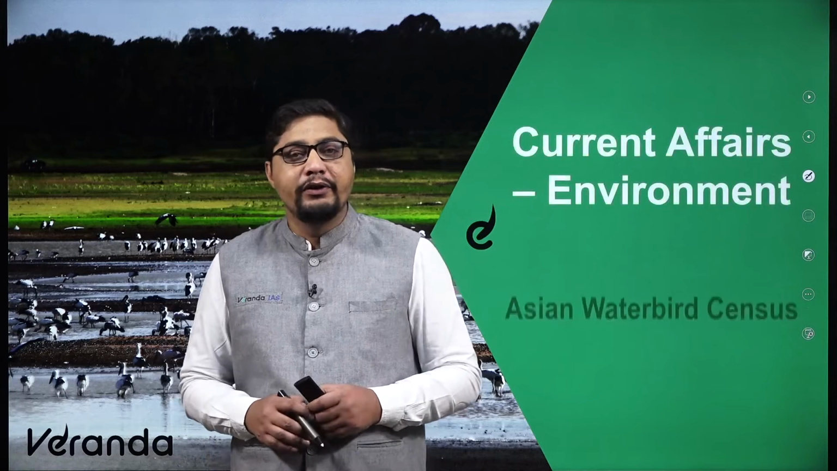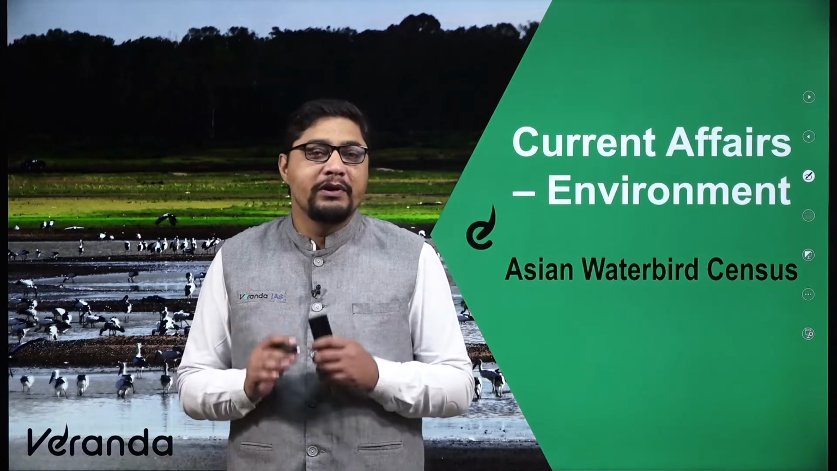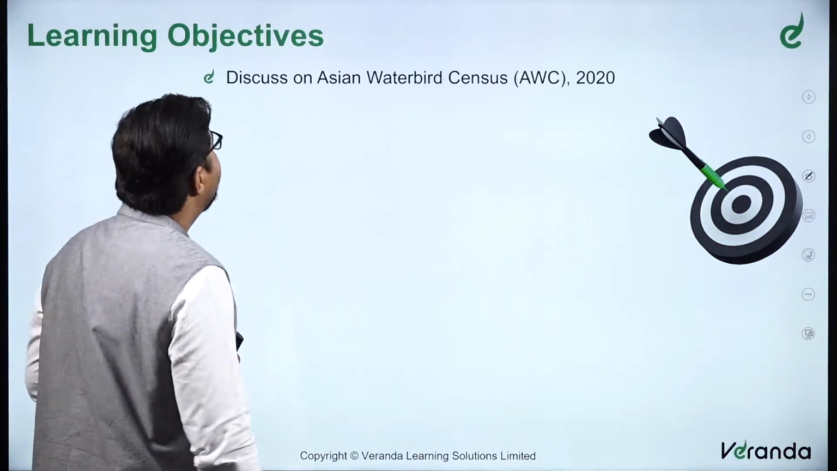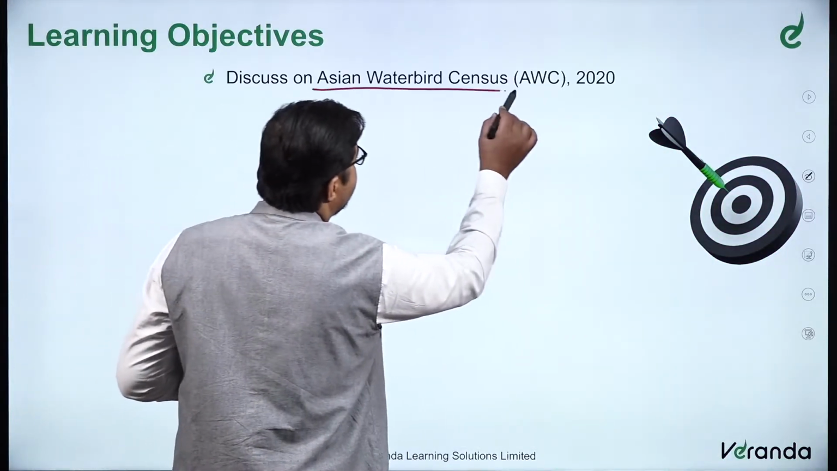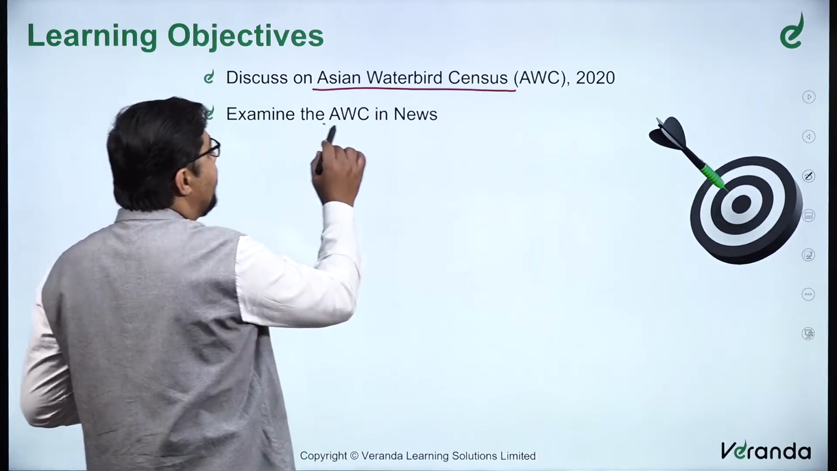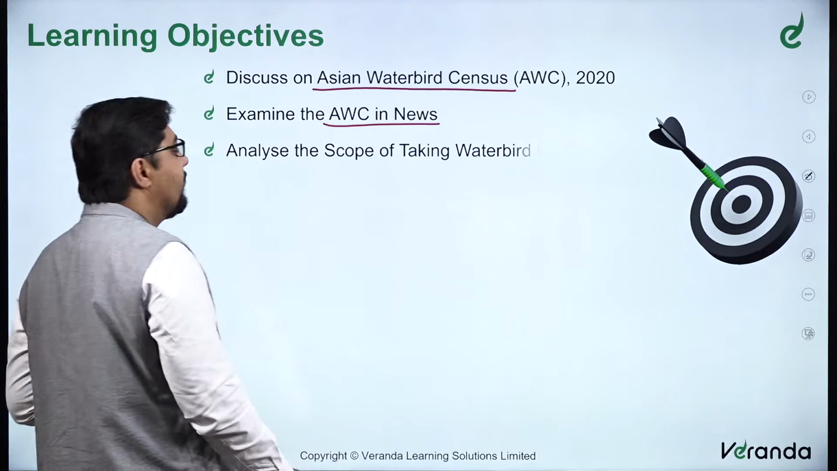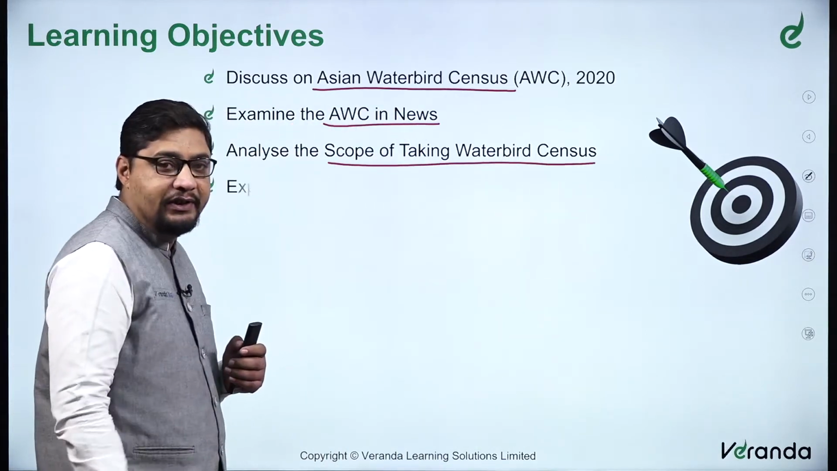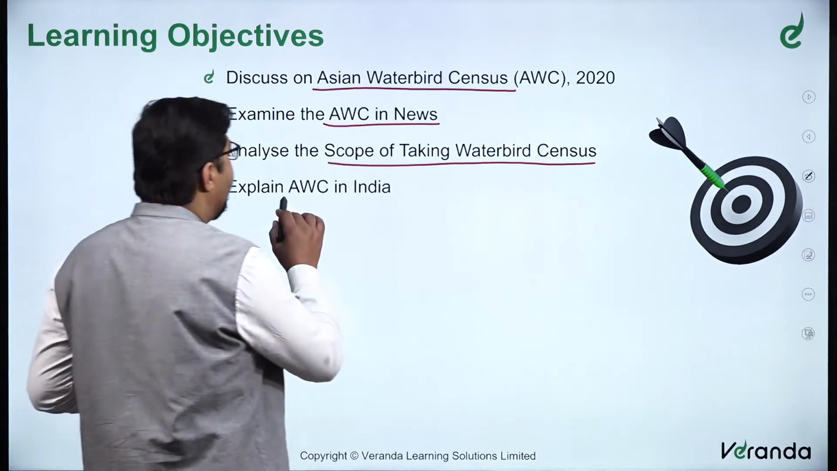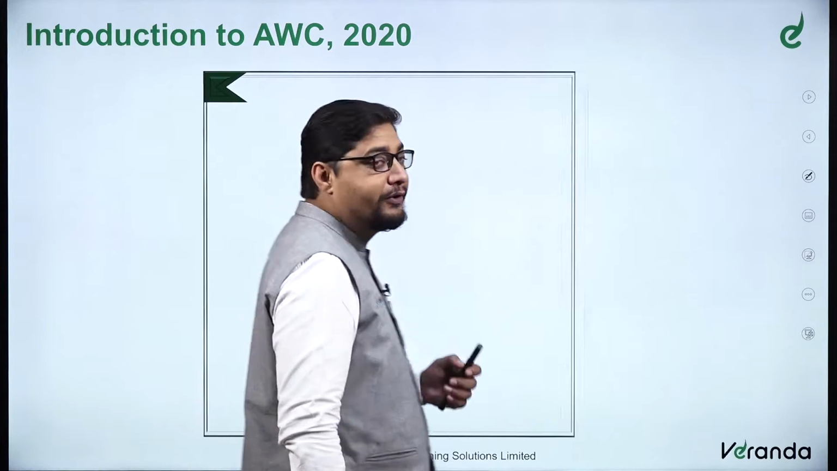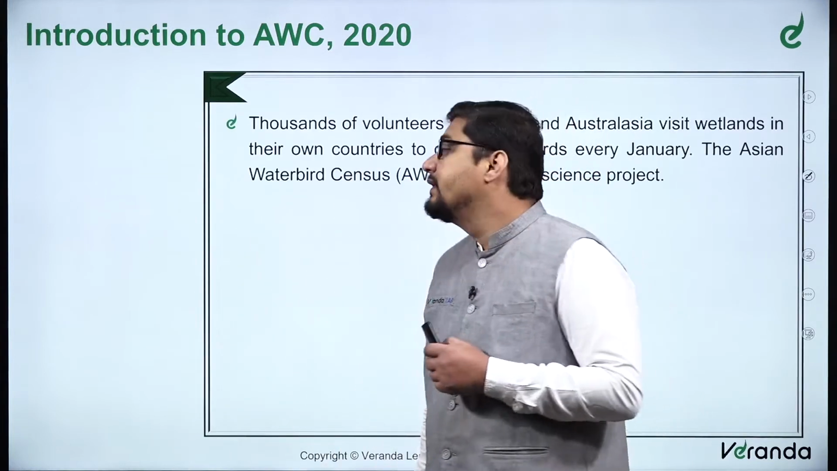From the current affairs of environment, in this session we are going to learn about the Asian Waterbird Census. The learning objectives of this particular session will be to discuss the Asian Waterbird Census, AWC 2020. We'll examine the AWC in news and then further we'll analyze the scope of taking a waterbird census. Then we will further explain AWC in India. So with that, let's begin first by introducing ourselves to the Asian Waterbird Census.